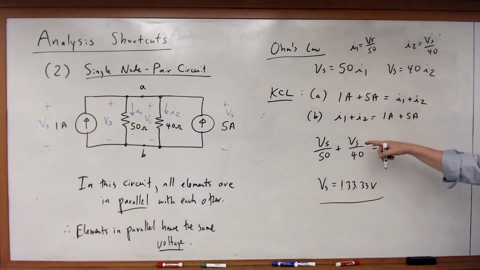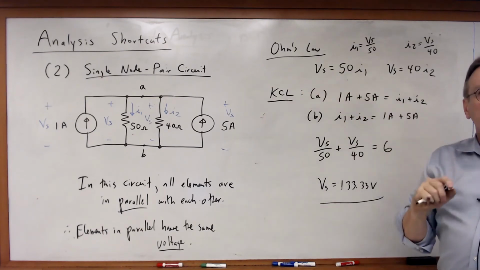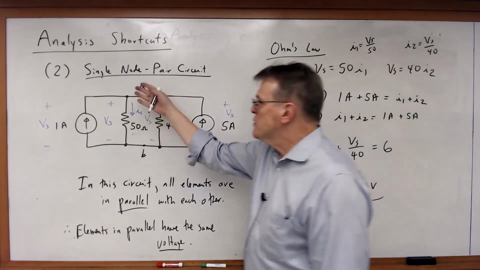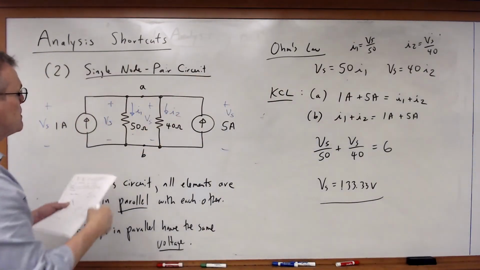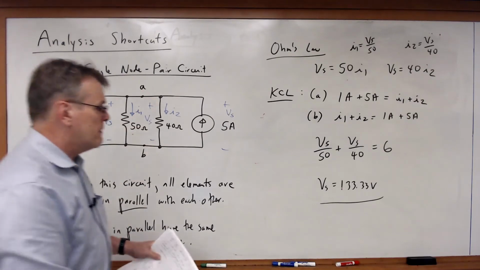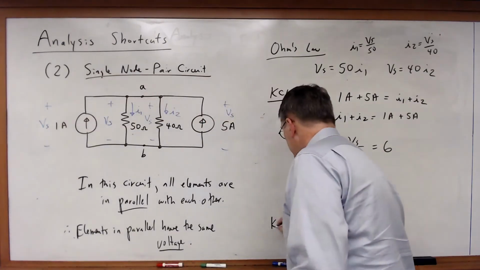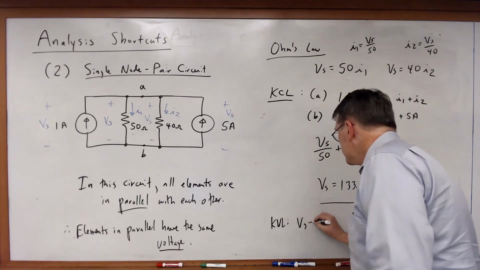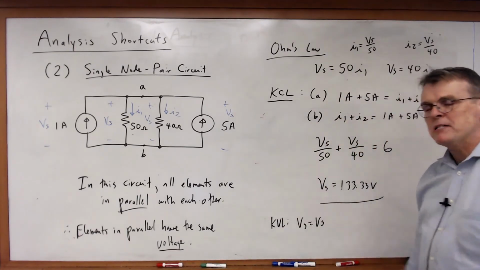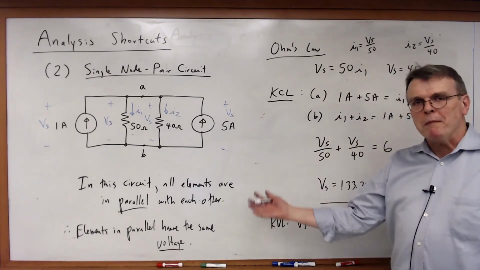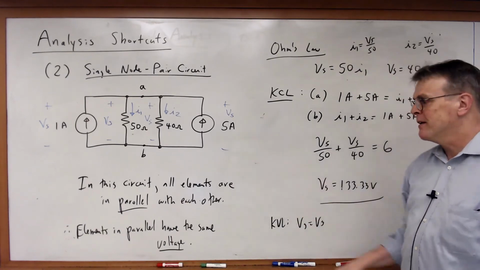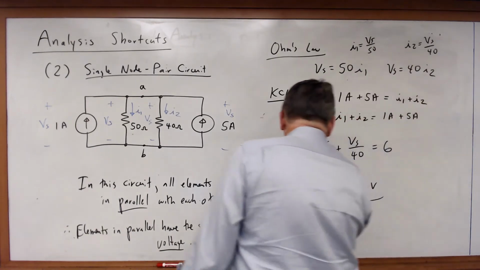And here is the voltage across those. Now notice once again, what is my KVL? KVL is trivial. For every loop in this circuit, Vs is equal to Vs. So for KVL, Vs is equal to Vs. That's basically useless information. So I don't even need to worry about KVL because of that parallel definition. Okay?